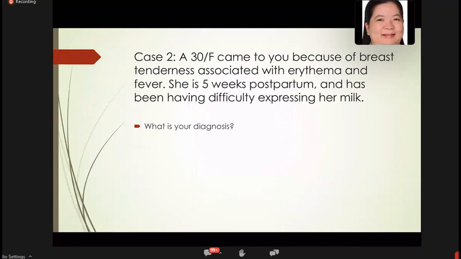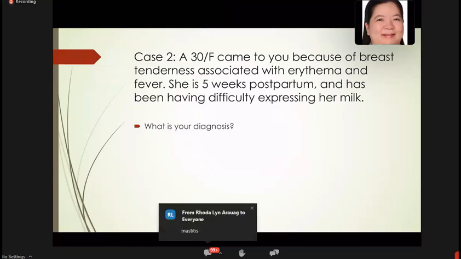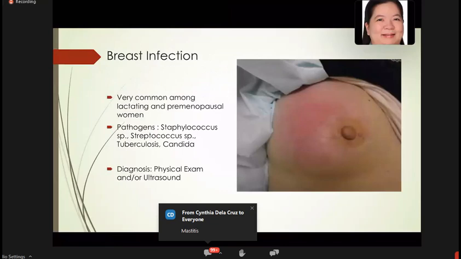Okay, case 2. We have a 30-year-old female who came to you because of breast tenderness associated with erythema and fever. She is 5 weeks postpartum and has been having difficulty expressing or emptying her breast of milk. Okay, what is your diagnosis? 5, 4, I'm giving you 5 seconds now. 3, 2, 1. Okay.